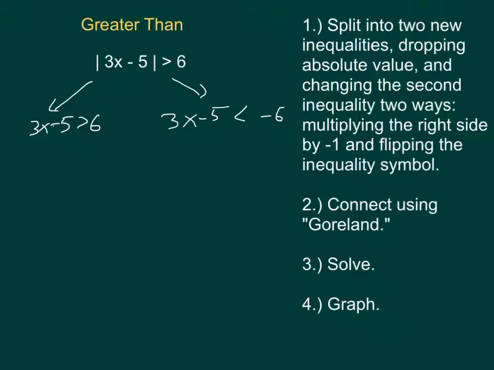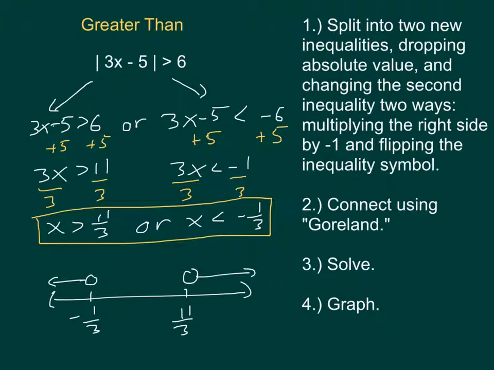So I have my two inequalities, and I know I have to connect them with a word. I'm going to connect them using Gore Land. I'm starting off with a greater than problem. Greater than means I'm doing or. So I'm going to connect these with the word or. That tells me that I already know what the final graph should look like. So go ahead and solve each inequality and graph on a number line, and then come back and check your work. All right, how'd you do?